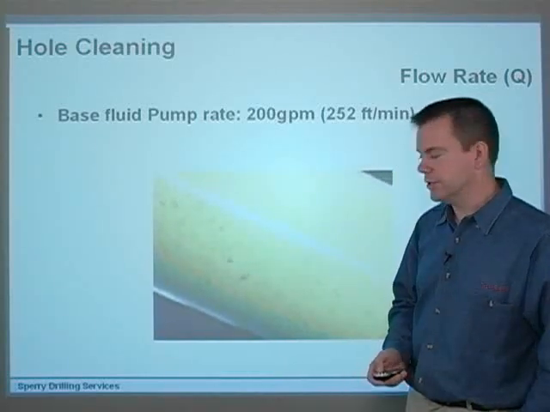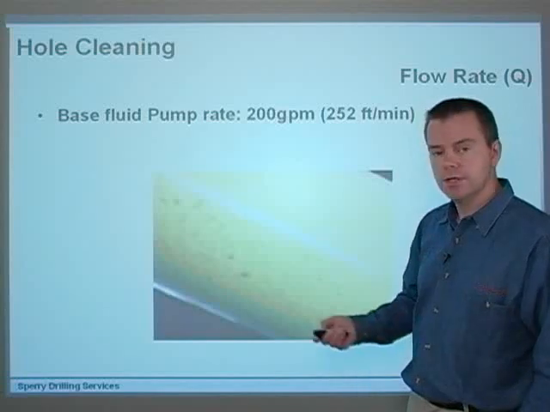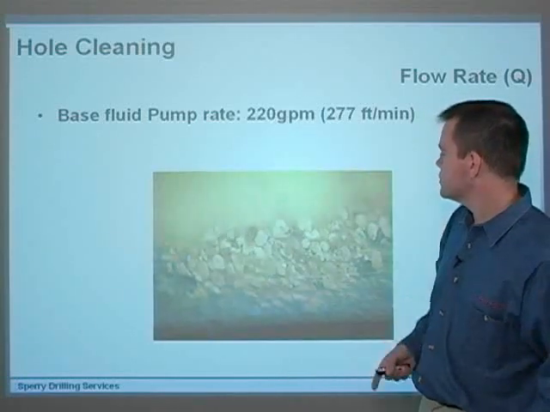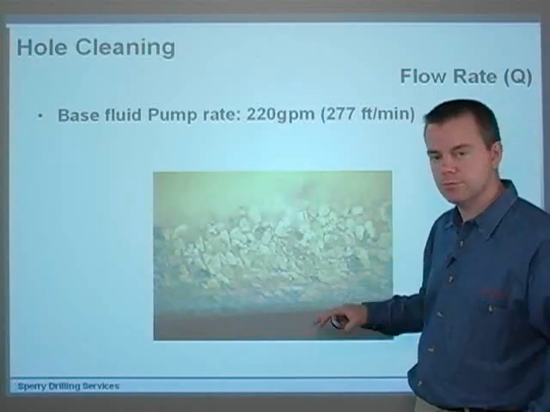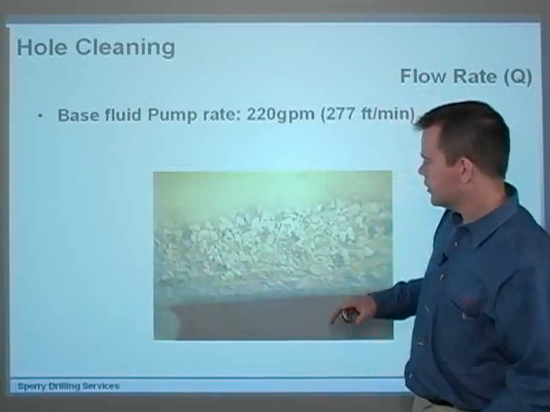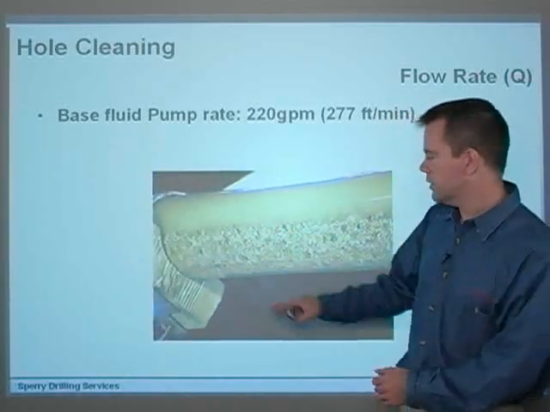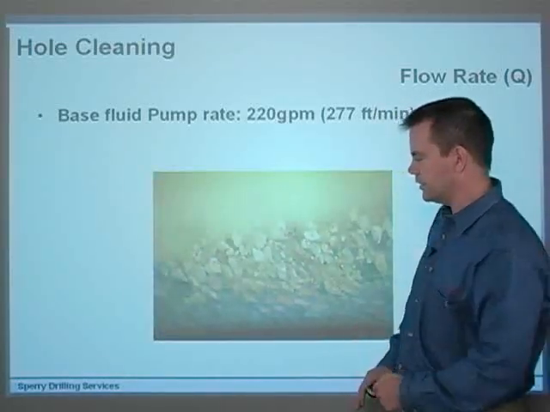That bed isn't being cleaned out effectively at all. So increasing the flow rate to 220 gallons per minute, which is 277 feet per minute, zooming in a little bit on the pipe, you can see you're getting a lot of cuttings moving across the top of the bed, but we're still not effectively cleaning that bed out.